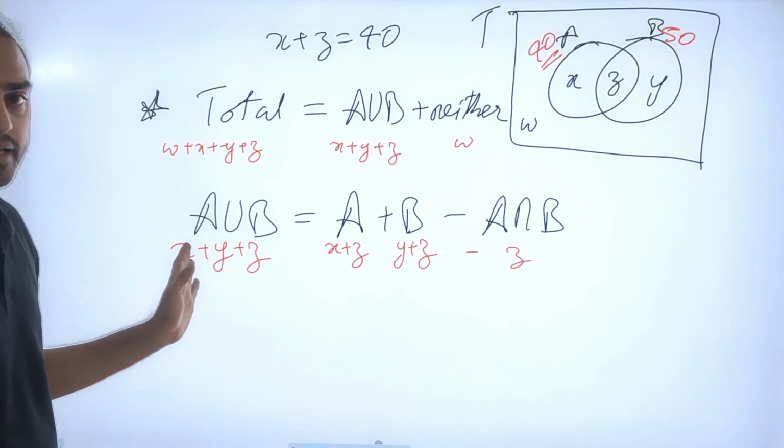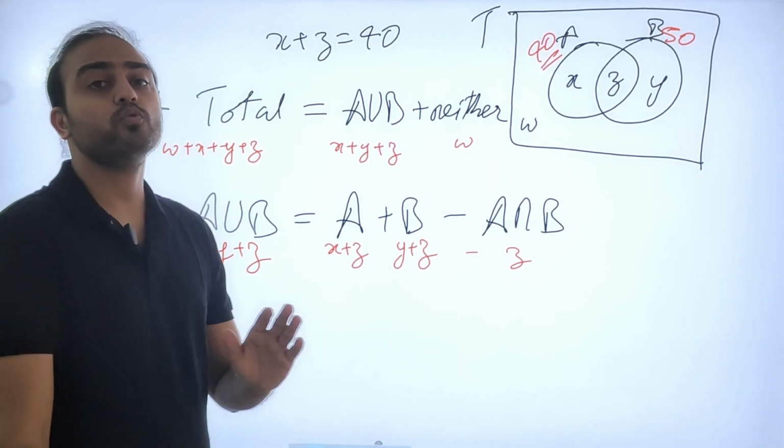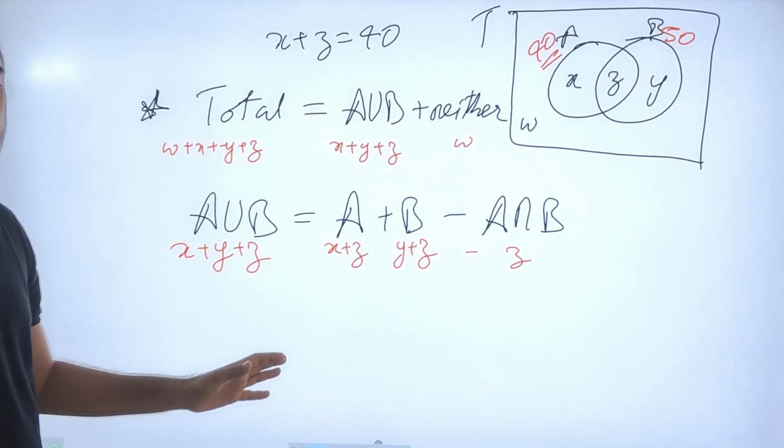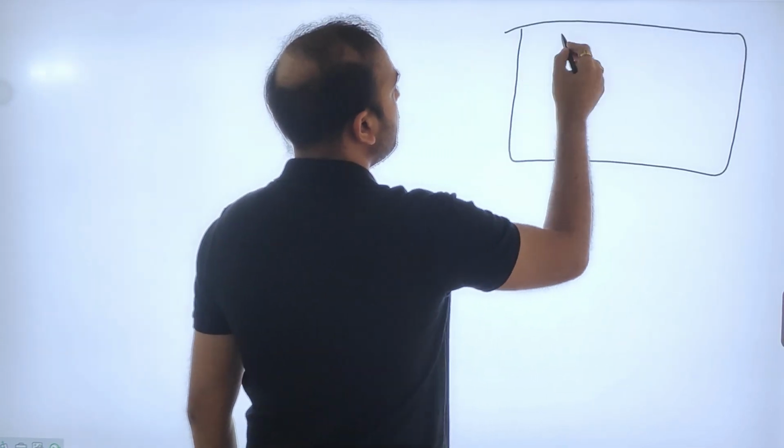So for all the questions you can either use the Venn diagram or you can use a formula. However, as I told you in the beginning, there is another method which is much simpler and can be used for all question types. So let's move to that, the matrix table, and see how that works.